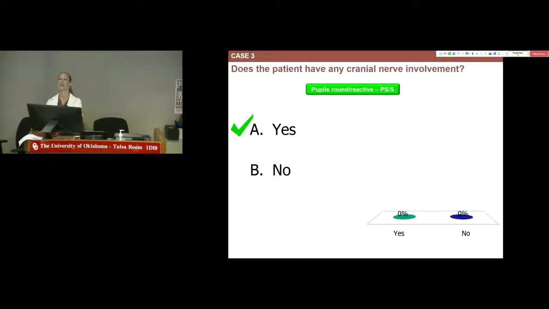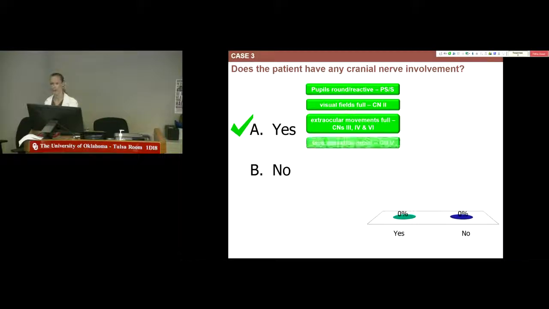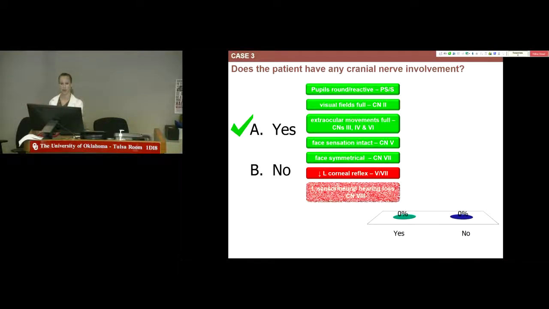All right. So, what's good? Again, they told us a lot of things are good. So, for pupils, sympathetic, parasympathetic innervation is okay. Visual fields full is cranial nerve 2. Extraocular movements full, 3, 4, and 6. Facial sensation was intact. And her face was symmetrical. But wait a second. She did have an issue with her corneal reflex, didn't she? So her facial sensation is okay, but somehow her corneal reflex is messed up. Her face is symmetrical. Okay, so we need to keep that in mind. We need to be suspicious of 5 and 7 at this point.